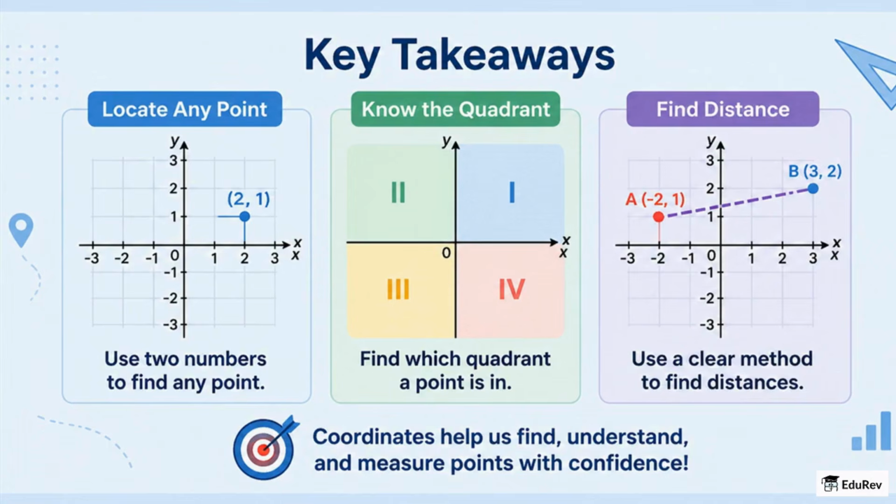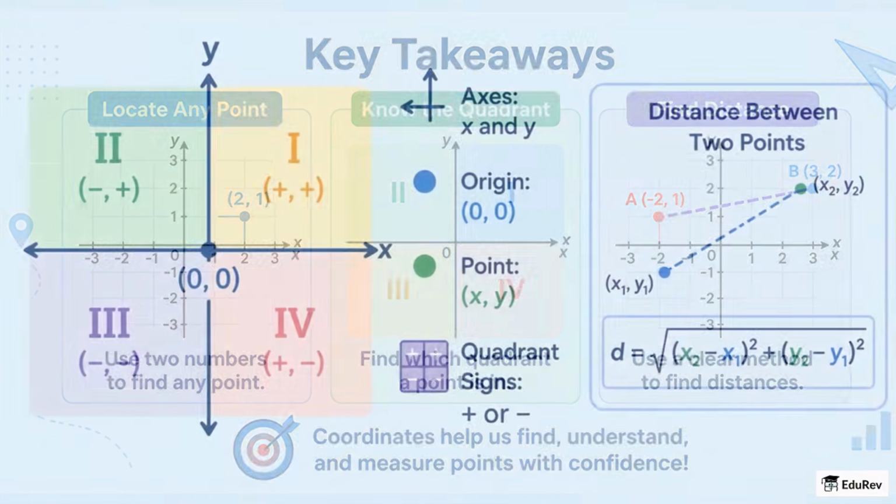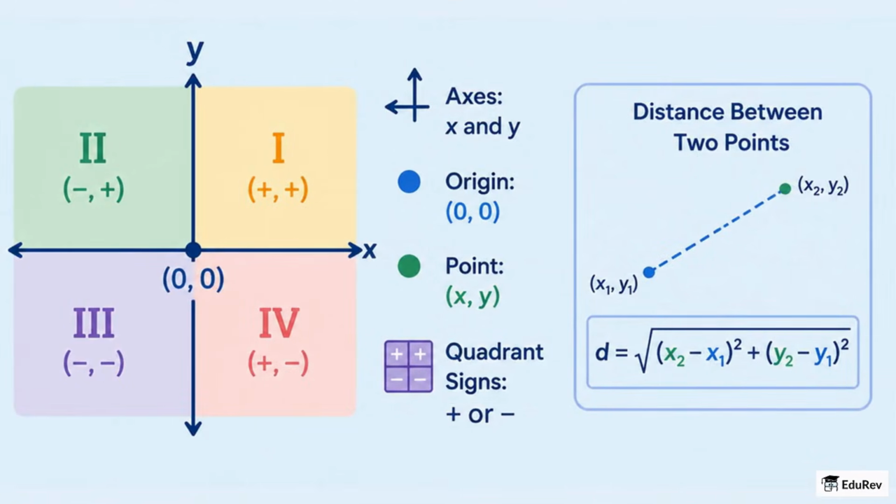So, what do we learn from this? The coordinate plane lets us find any point with two numbers, tells us which quadrant a point is in, and gives a clear way to find distances between points. Let us quickly remember. Axes are x and y. Origin is (0, 0). Points are (x, y). Quadrant signs tell plus or minus, and distance uses the square root of squared differences.